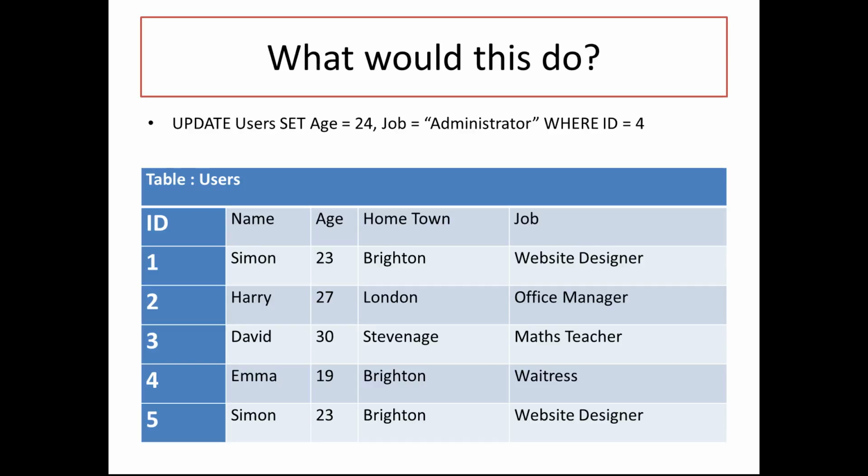So here we've got a nice update statement. We're going to update users, set age 24, job equals administrator, where ID is 4. And again, I know I keep going on about it, but notice the usage of quotation marks for words, and not used for numbers. So we're going to look at where ID is 4, and we're going to set the age to 24 and the job to administrator.